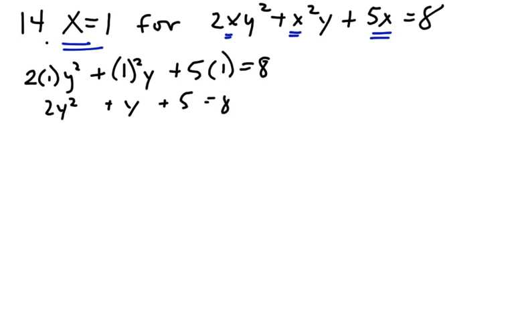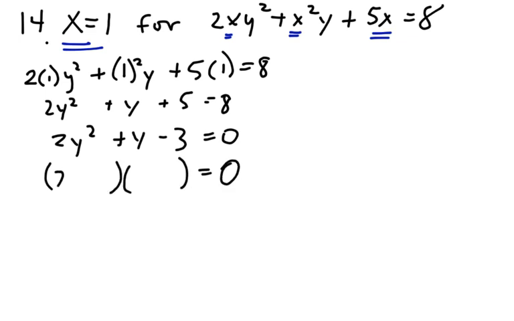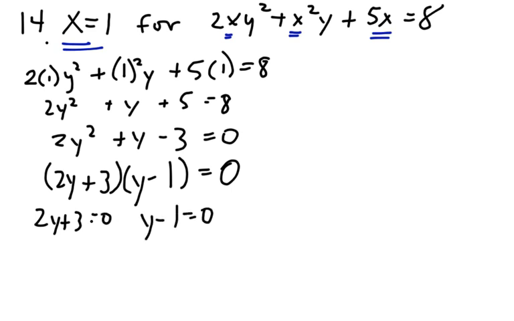I'm going to get this set equal to 0, so I'm going to subtract 8 from both sides. 2y squared plus y minus 3 equals 0. Now we're going to factor this quadratic trinomial. 2y, y, 3, 1, plus minus. So I have 2y plus 3 equals 0, or y minus 1 equals 0, which makes y equal to negative 3/2, or y equal to 1.